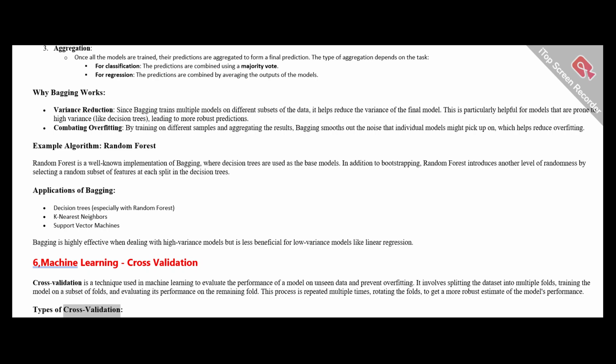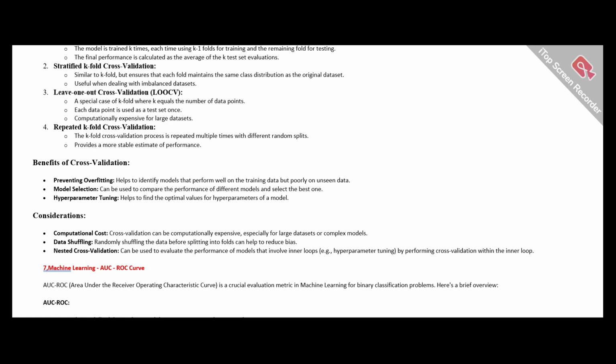Types of cross-validation. K-fold cross-validation. The dataset is divided into K equal-sized folds. The model is trained K times, each time using K-1 folds for training and the remaining fold for testing. The final performance is calculated as the average of the K test set evaluations. Stratified K-fold cross-validation. Similar to K-fold, but ensures that each fold maintains the same class distribution as the original dataset. Useful when dealing with imbalanced datasets.